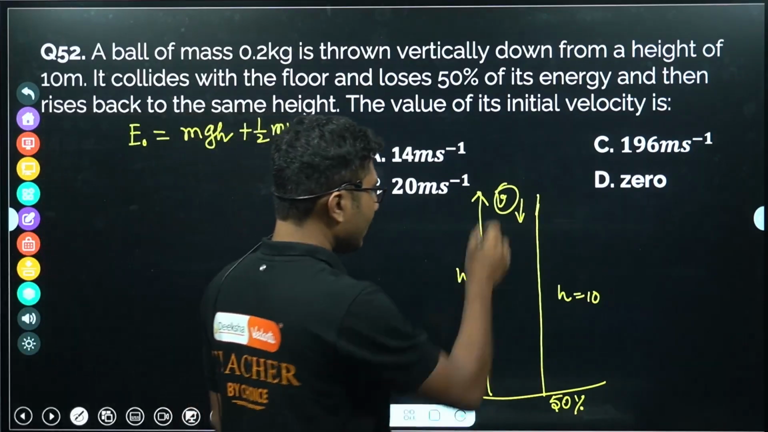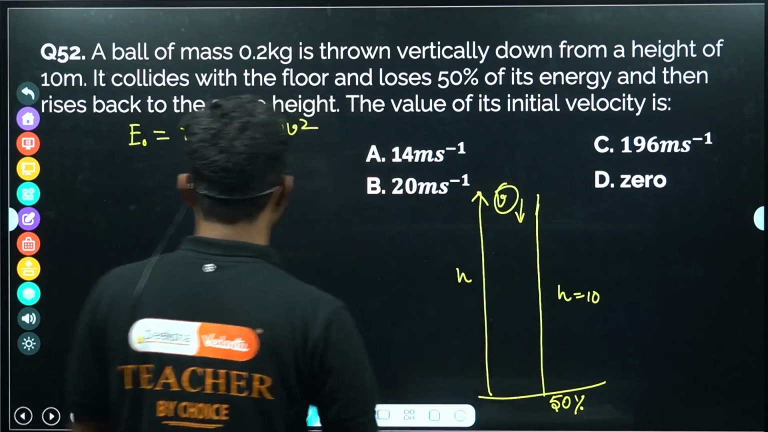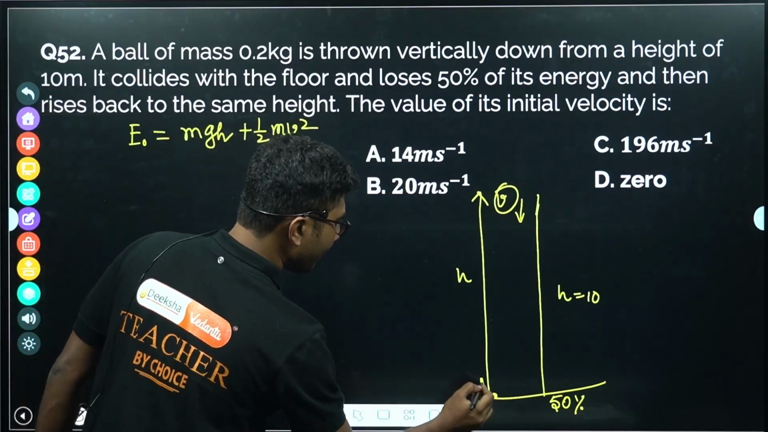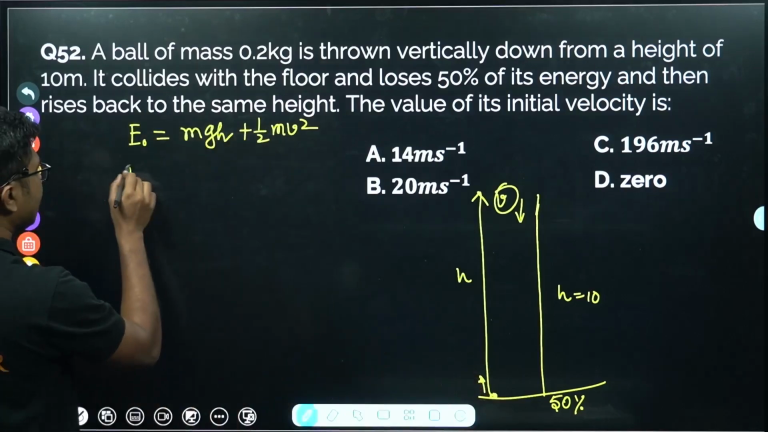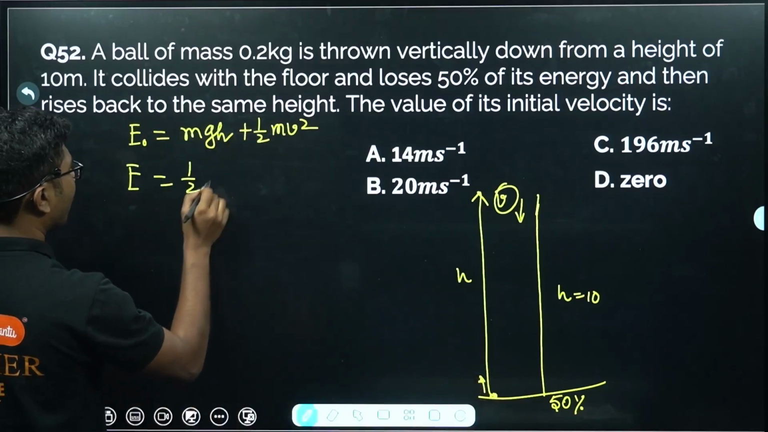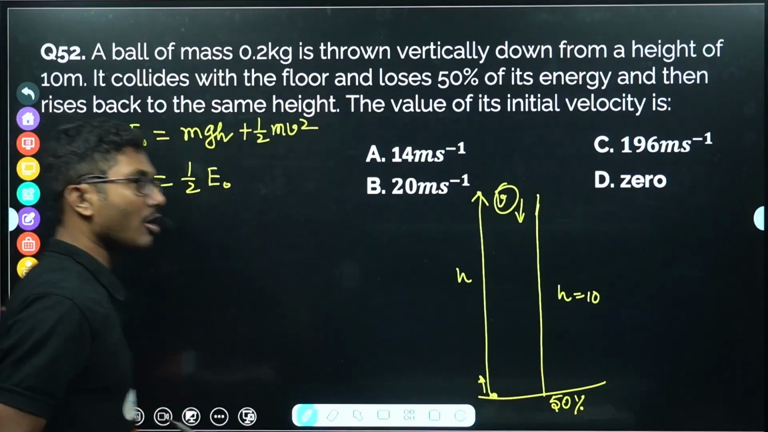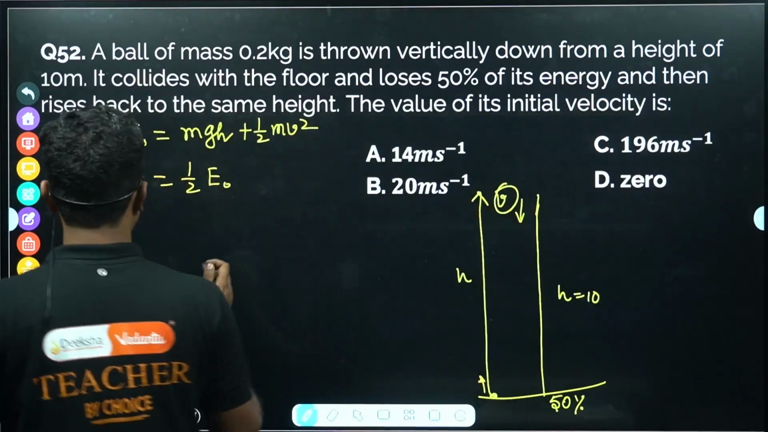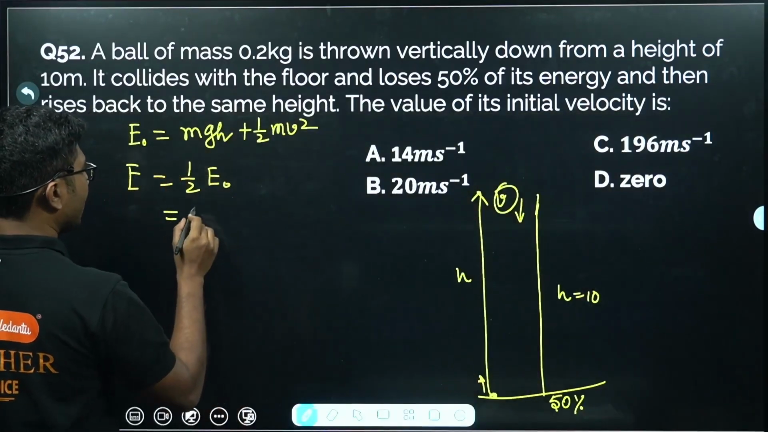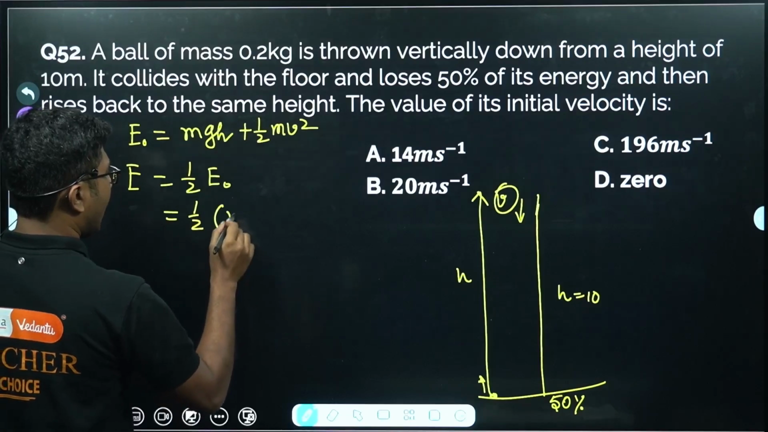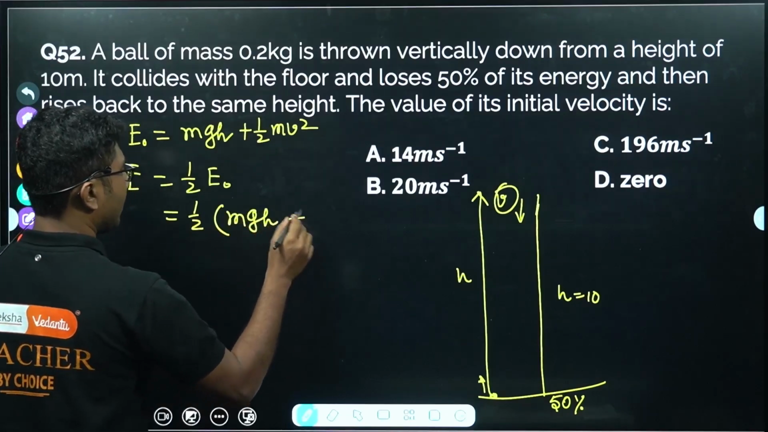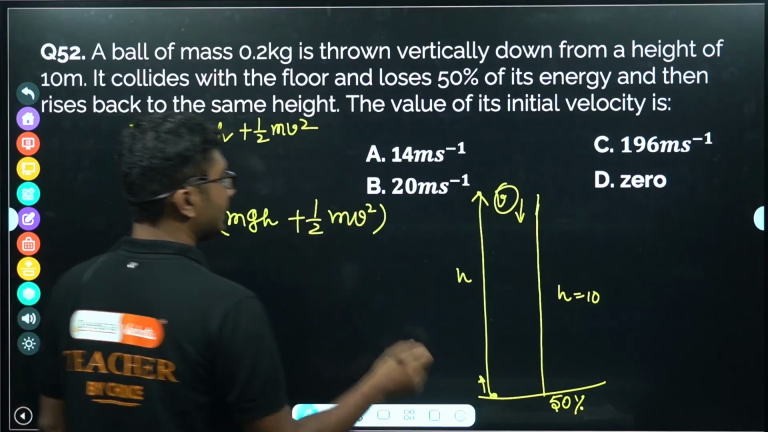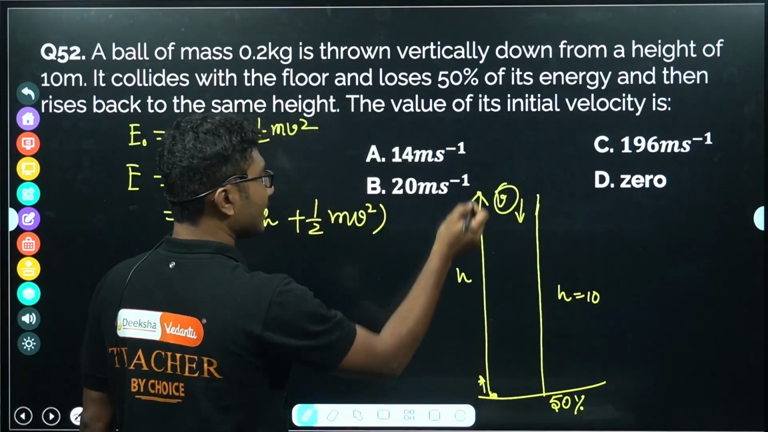Now when it reaches the ground, 50% of it is lost. So after collision, once it starts going back again, its energy E is basically half of E naught. Why? 50% loss means half of the energy is lost, right? So it should be equal to half of mgh plus half of half mv square. Now this energy takes it to the same height.